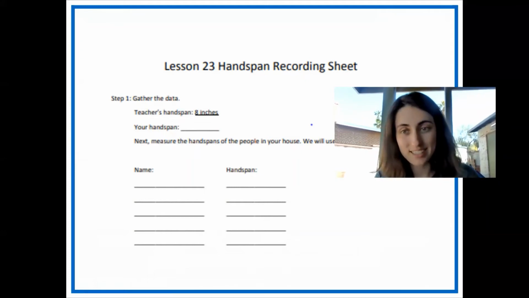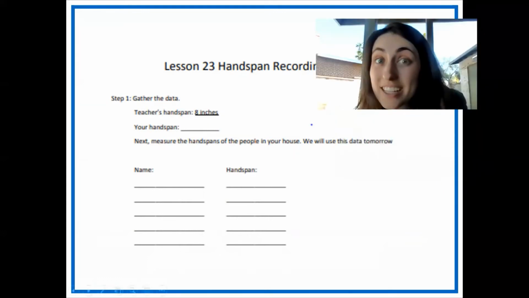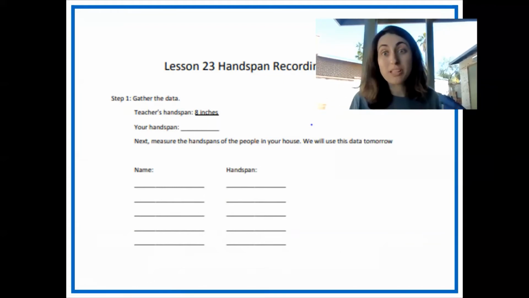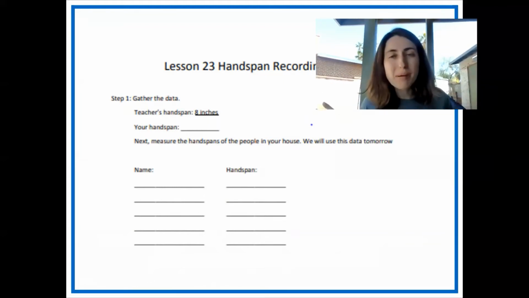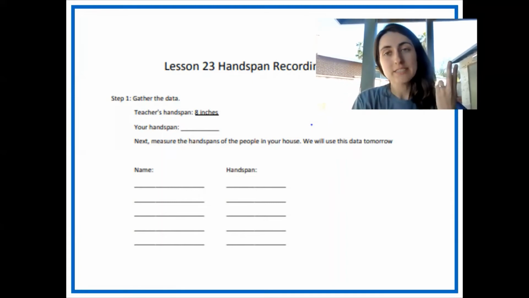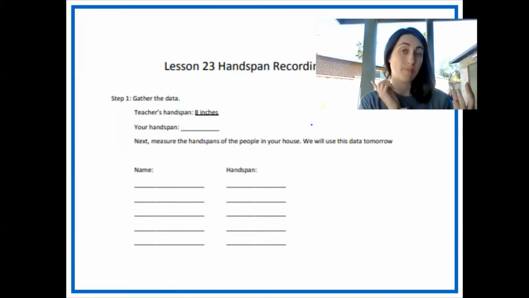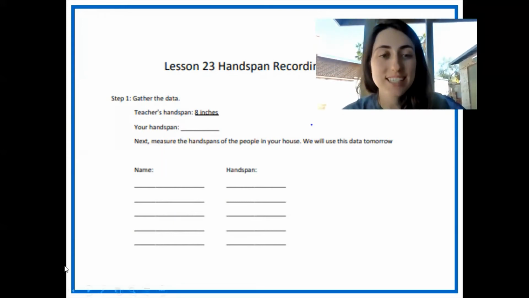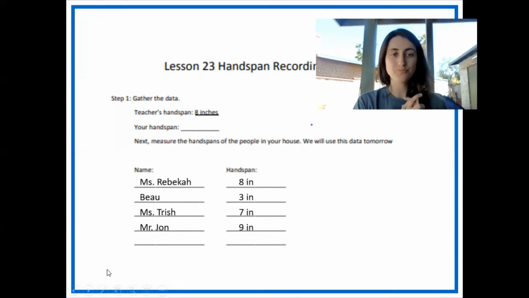Then next, are you ready for what's up next? Next, you're going to measure the hand span of the people in your house. Normally in school we would measure all the people in our group and all the people in our class, but we can't do that now. So we're going to improvise, and you're going to measure the hand span of the people in your house. So maybe that's your mom, maybe that's your dad. I cheated a little bit, and I even measured my dog. You can even do that if you want to, but this is the data that I found.